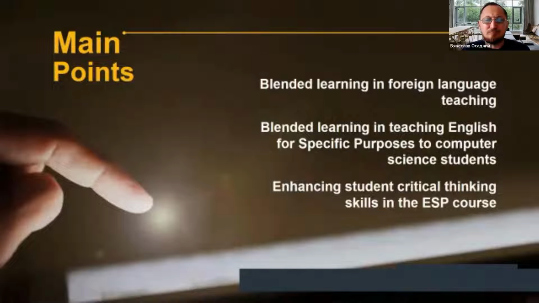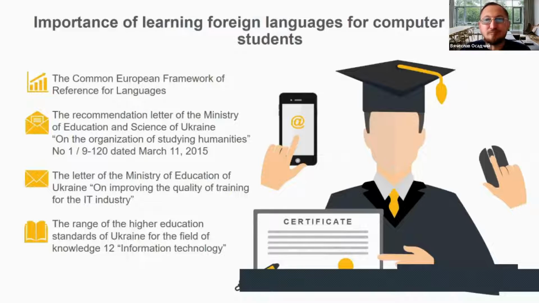Nowadays, the COVID-19 pandemic outbreak and the military actions on the territory of Ukraine have drastically changed the attitude towards education. Training goals, means, tools, and relationships of teachers and students have been reconsidered. The attention focus has shifted from the final result to the emerging challenges of the education process due to the switch from conventional schooling to online learning or blended learning. So, the main points of our report today are blended learning in foreign language teaching, blended learning in teaching English for specific purposes to computer science students, and changing student critical thinking skills in the ESP course.